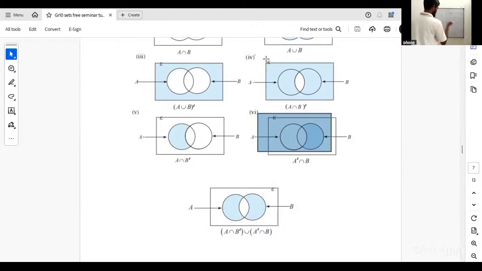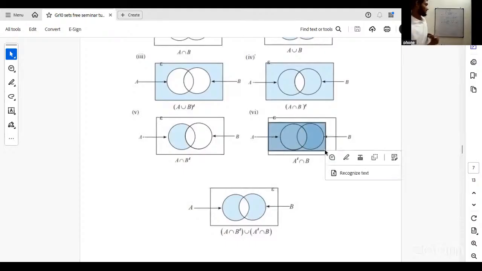Okay. So here we have A intersecting B dash, right? A B dash region is here, and A dash intersecting B is this region. So the union means both regions, this region and this region. A intersecting B dash and A dash intersecting B.